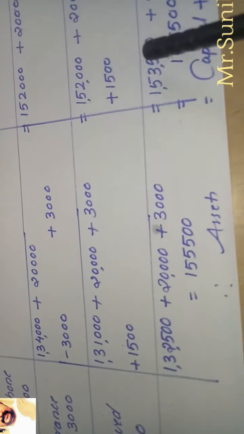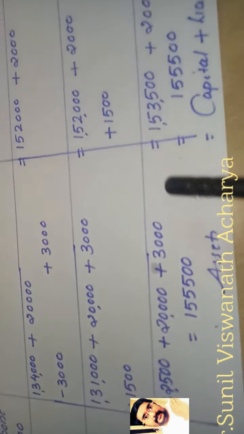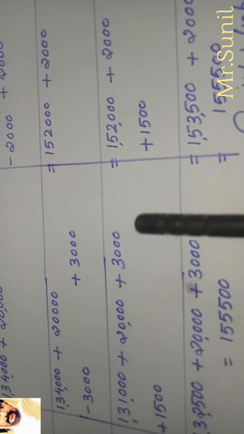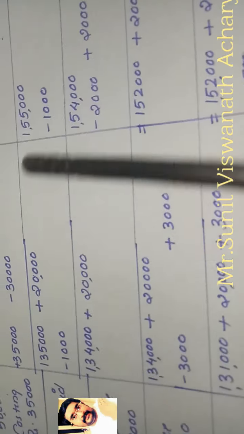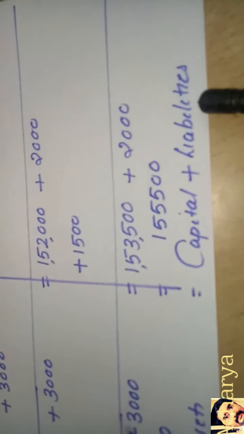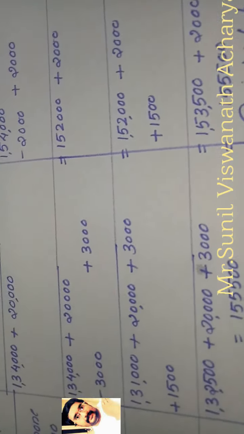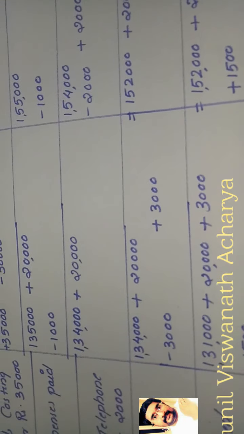So after all transactions we have to total both sides. This side total will come 1,55,500 and this side also 1,55,500. So from this we got that for every transaction what remains the same is assets equal to capital plus liabilities. So this many questions are enough for understanding the concept.